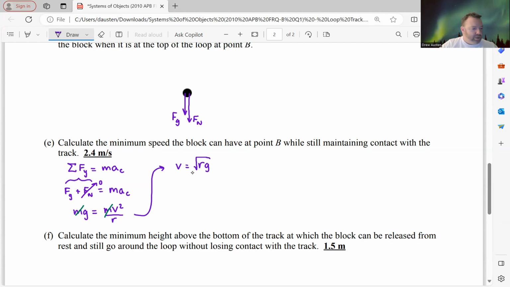The square root of r times g is going to be, the radius of the track was given as 0.6 meters, and g is 10. This gives an answer of 2.45 meters per second.